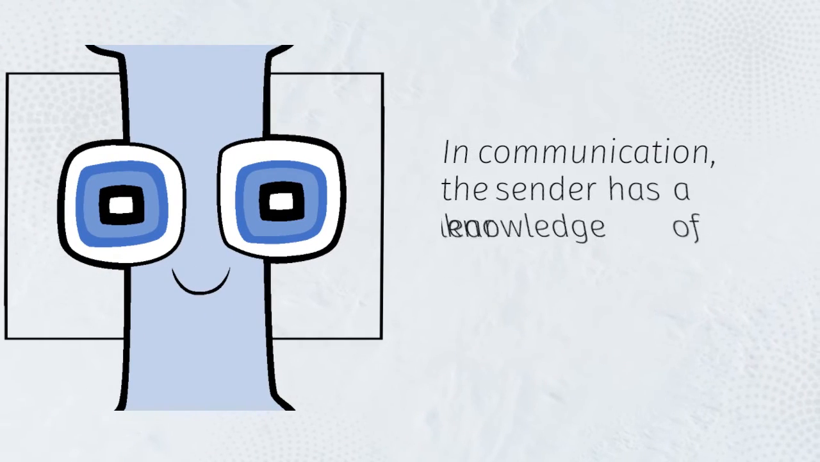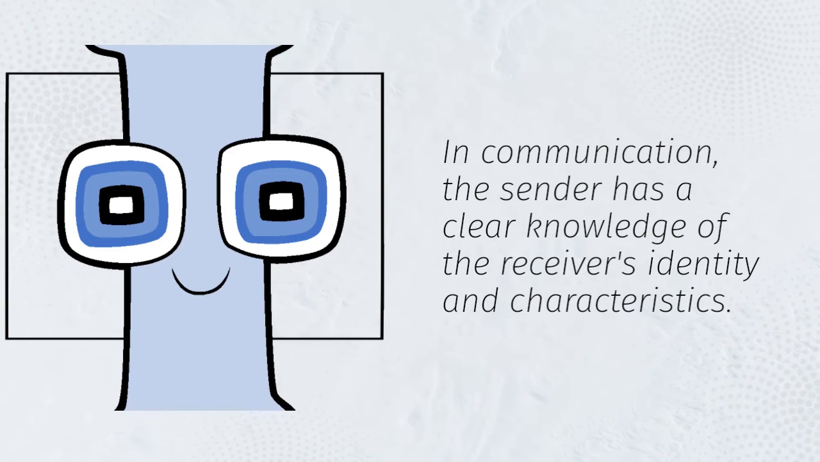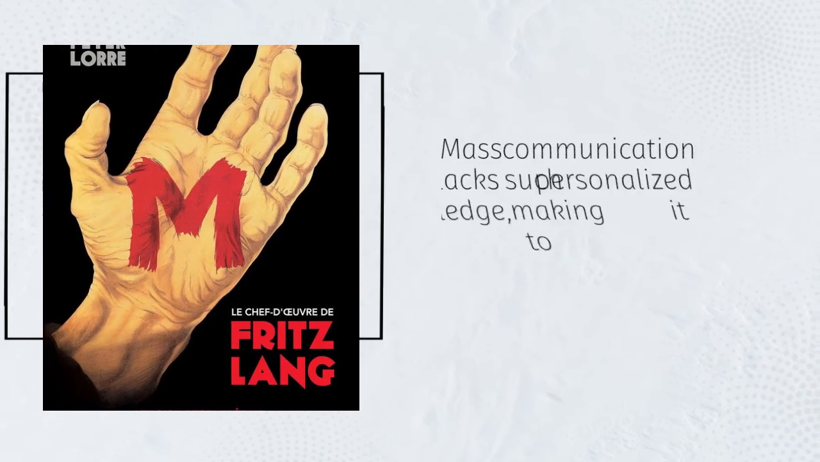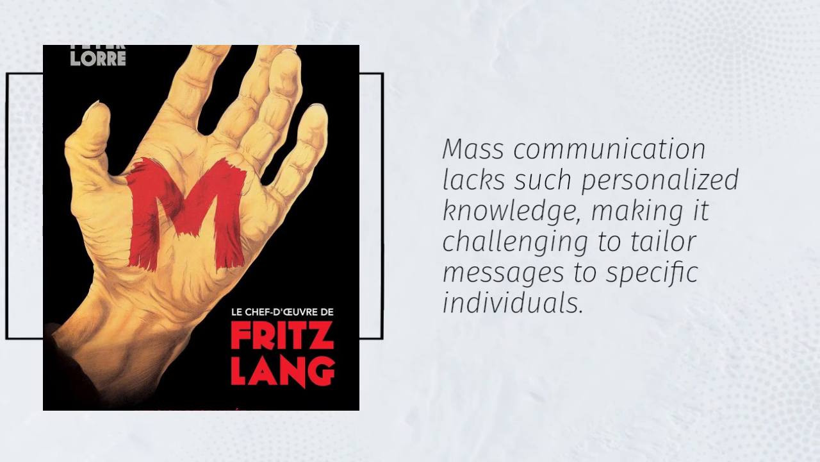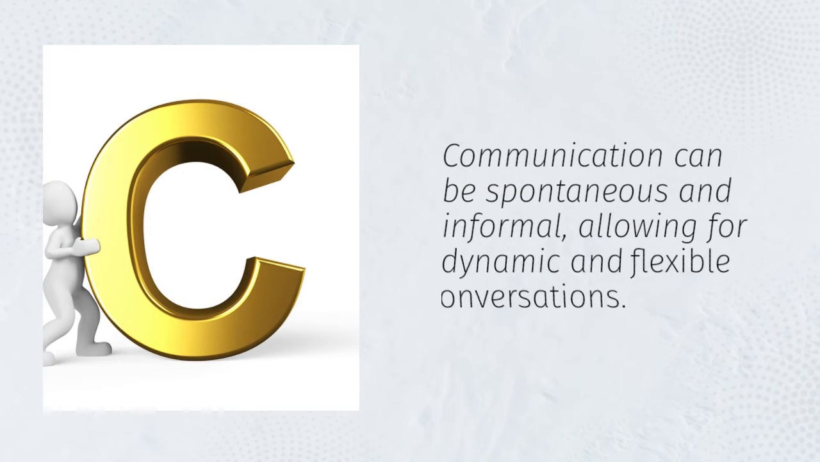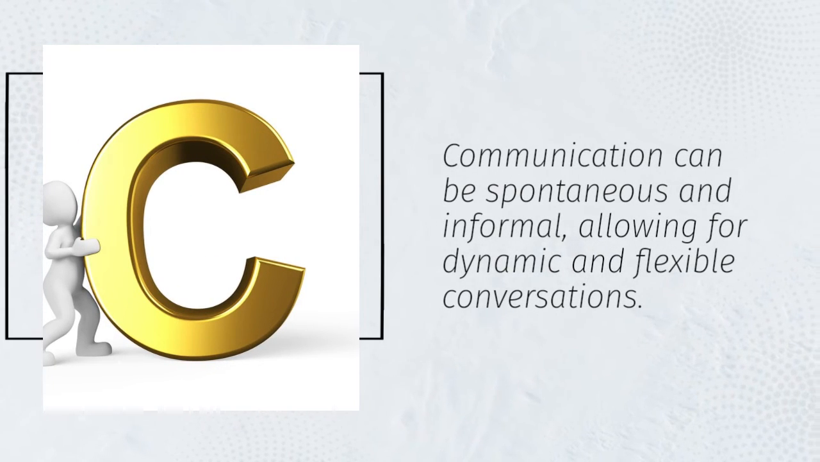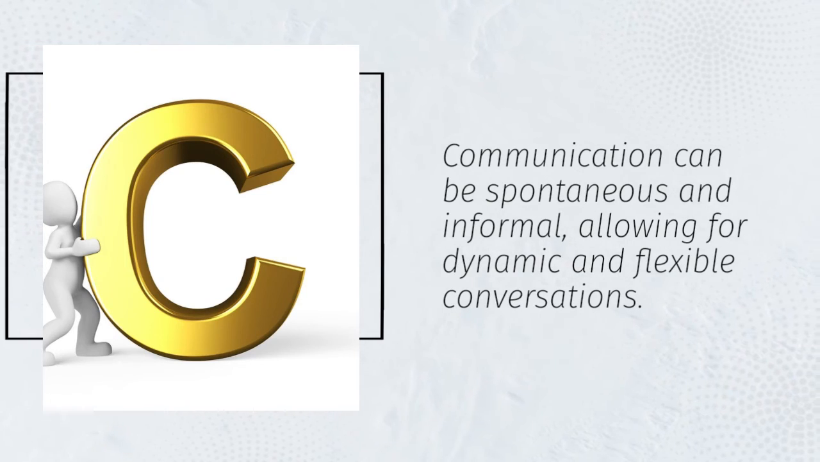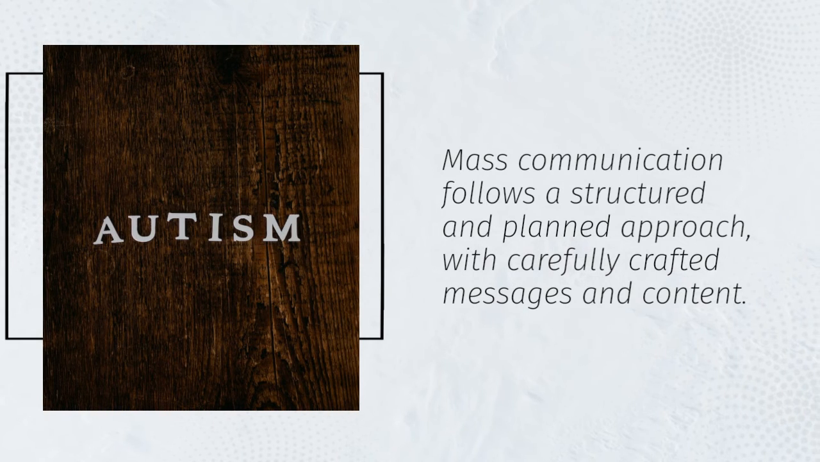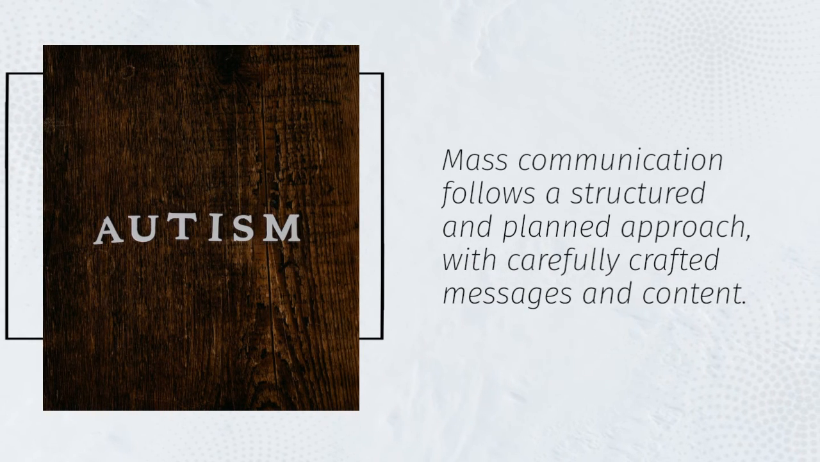In communication, the sender has a clear knowledge of the receiver's identity and characteristics. Mass communication lacks such personalized knowledge, making it challenging to tailor messages to specific individuals. Communication can be spontaneous and informal, allowing for dynamic and flexible conversations. Mass communication follows a structured and planned approach, with carefully crafted messages and content.